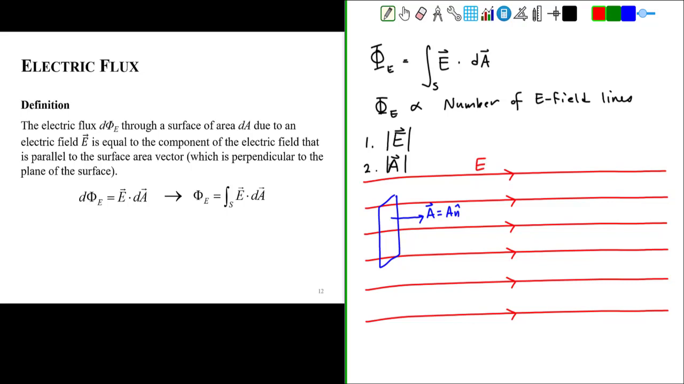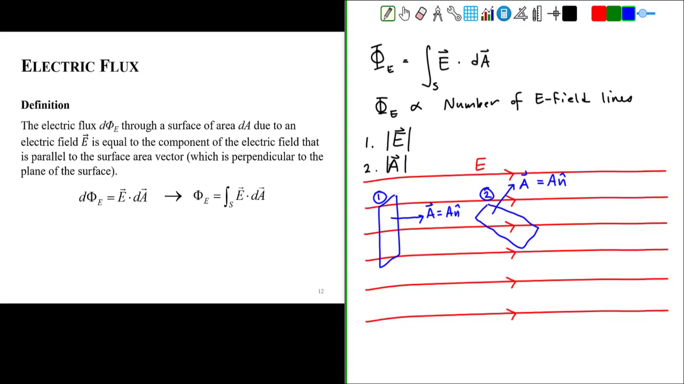Well, what if we change the orientation of our surface? Let's angle our surface such that its orientation is like this relative to the electric field. So the surface has the same area. We didn't change the size of the surface. All we did was change the orientation of the surface with the electric field. Let's call this situation 2, and the first one we'll call 1.